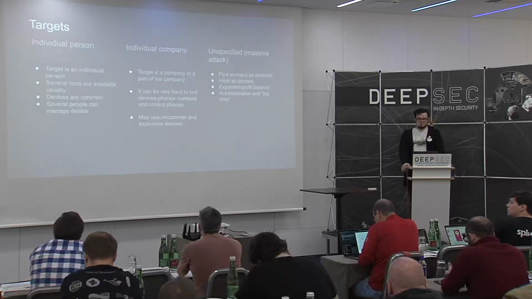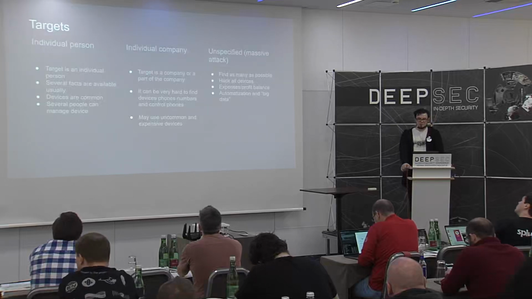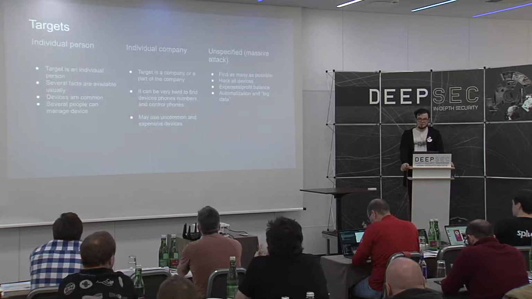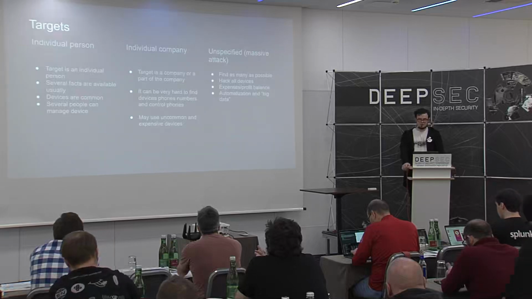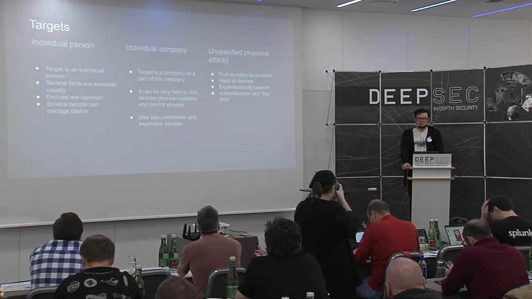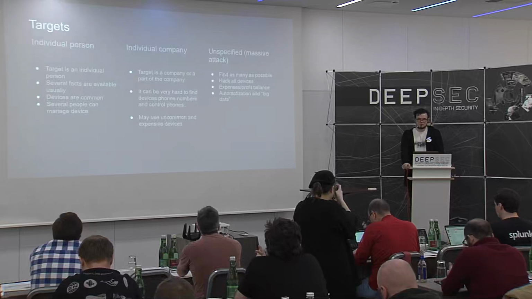Also, we have the individual company as a target. It means that, for example, some company has a GSM alarm in the office. Maybe they have a GSM controller for some manufacturer. And usually it is harder to find the device because you don't know the phone number of this device. And usually it can be an expensive and uncommon device. So sometimes you should spend a lot of money to buy this device. You should explain why you need this device, and you should perform additional research.